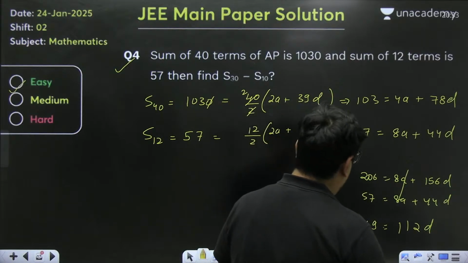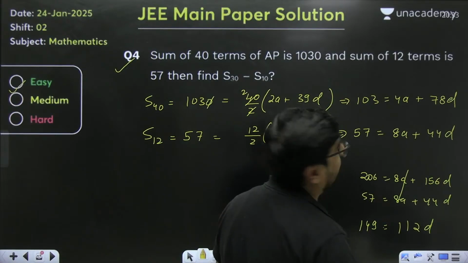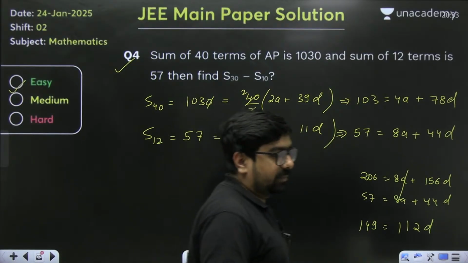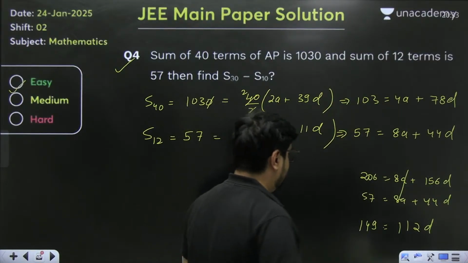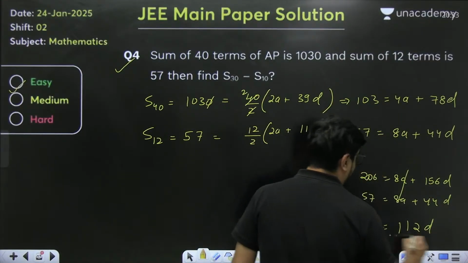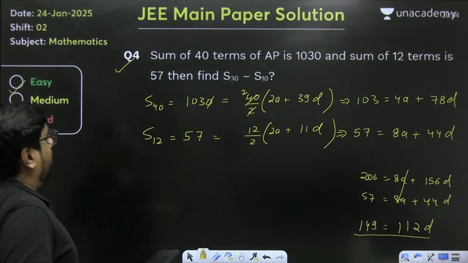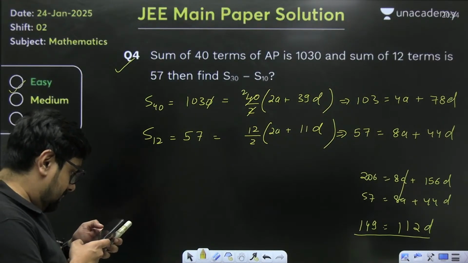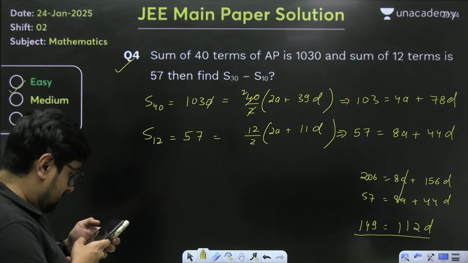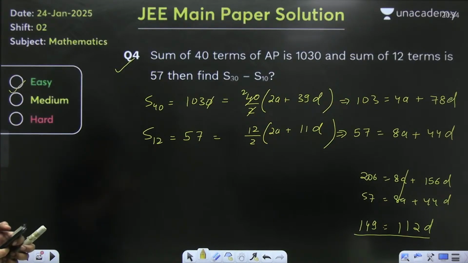A very weird answer is coming. The calculation is correct, there is no problem with the calculation. There can be a problem with the data. There can be something wrong in the data. Otherwise, this will be 149 equal to 112D. So 149 upon 112 is coming for D. A will come out more weird. Let me check if the answer is there. The answer must be there.